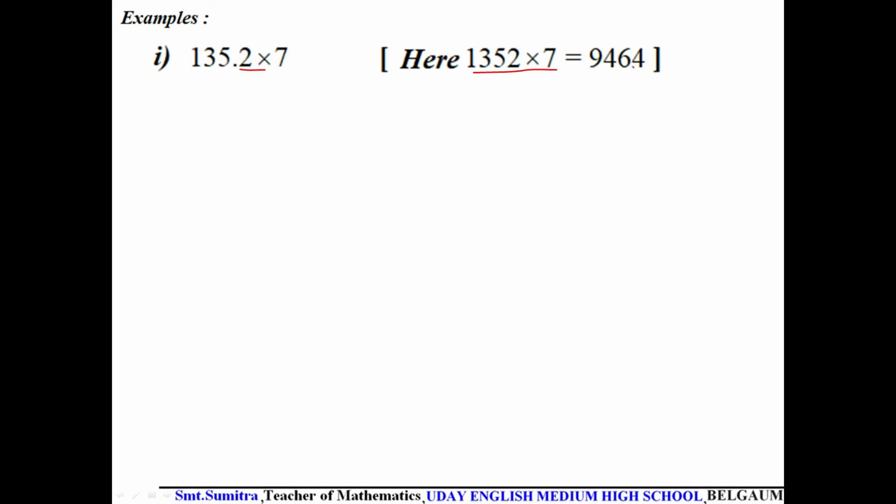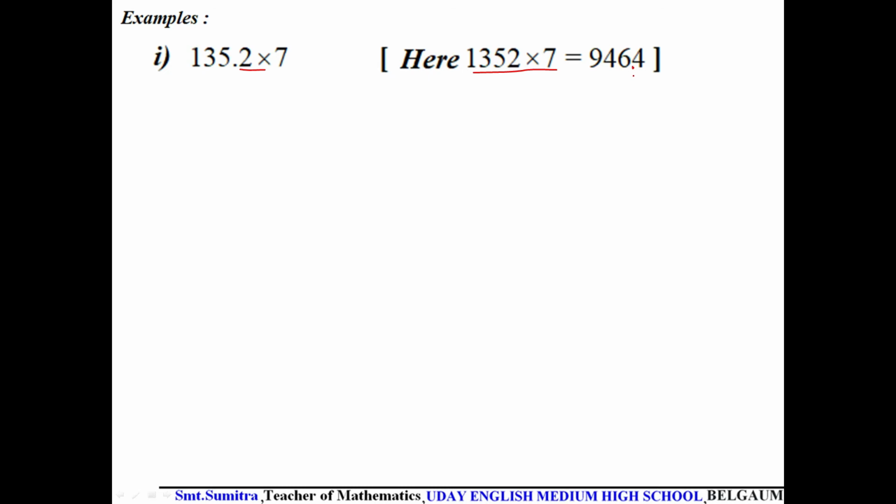Few more examples. 135.2 into 7. Multiply 1352 into 7. Answer is 9464. After decimal point only one digit is there. So this must be the answer.